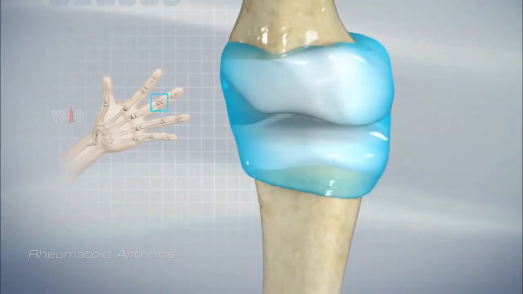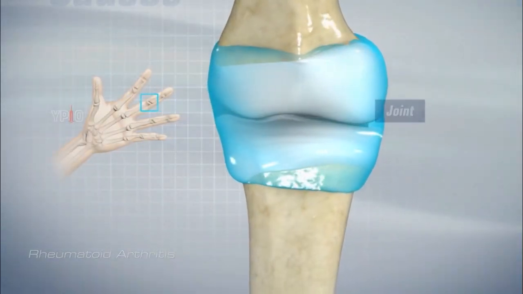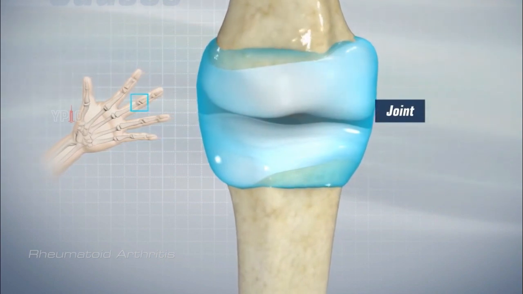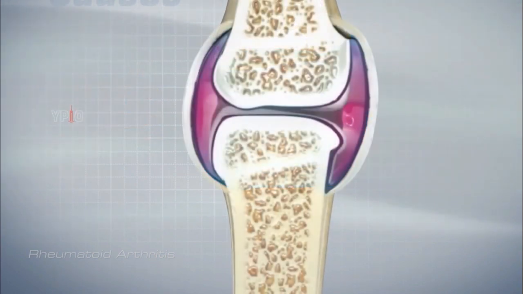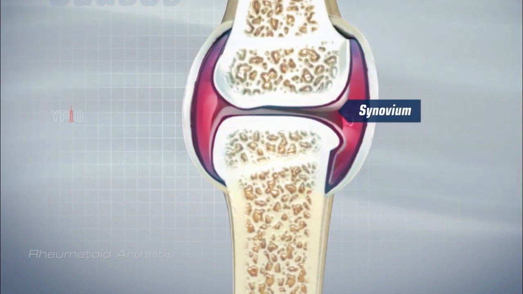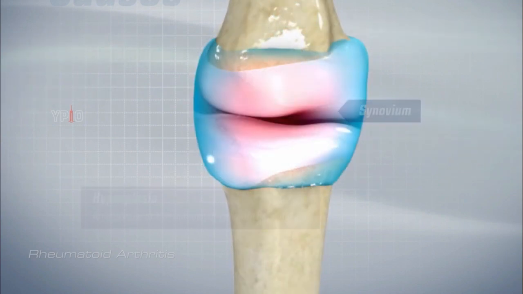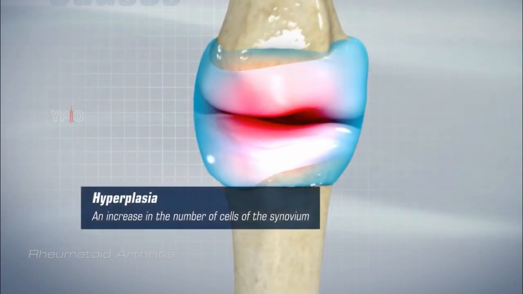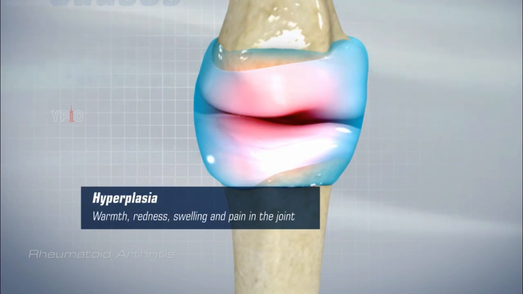RA occurs when the immune system attacks the joints, causing inflammation. The focus of inflammation is the synovium, the thin membrane that lines the joint and secretes lubricating substances. The inflammation causes hyperplasia, or an increase in the number of cells of the synovium, resulting in thickening of the joint lining, causing warmth, redness, swelling, and pain in the joint.